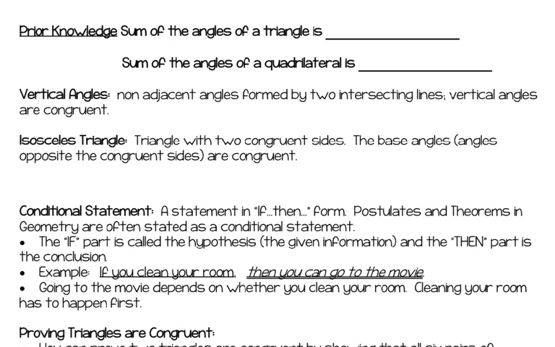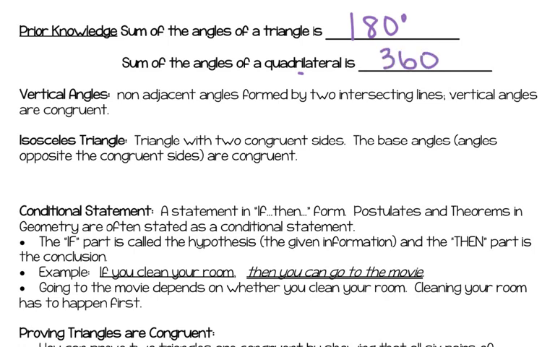Some prior knowledge that you need to know: the sum of the angles of a triangle is 180 degrees. So that's any triangle, doesn't matter if it's a right triangle, an obtuse triangle, acute triangle, it doesn't matter. The sum of the angles is 180 degrees. The sum of the angles of a quadrilateral, so that's like a square, a rectangle, a parallelogram, any quadrilateral, the sum of that is 360.